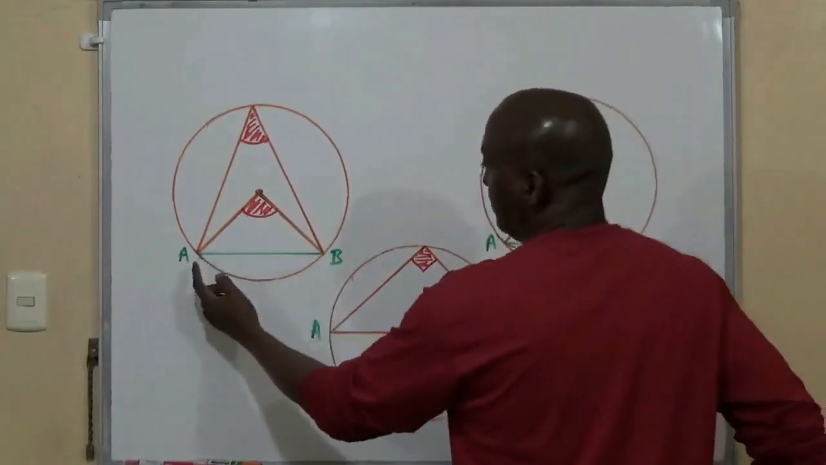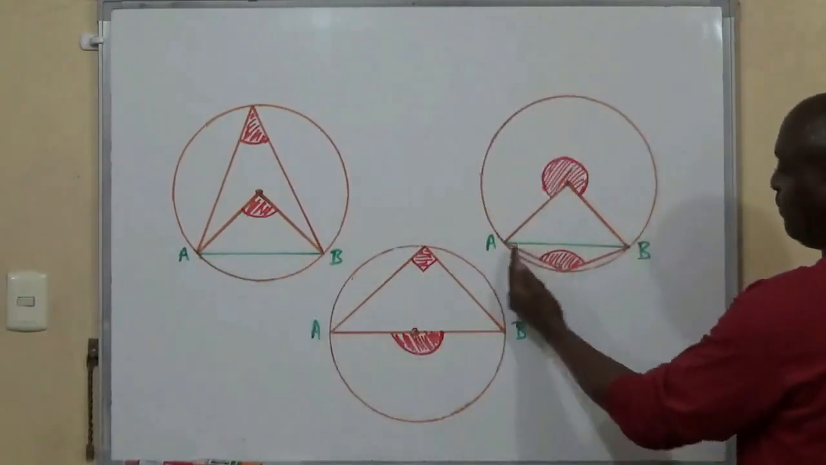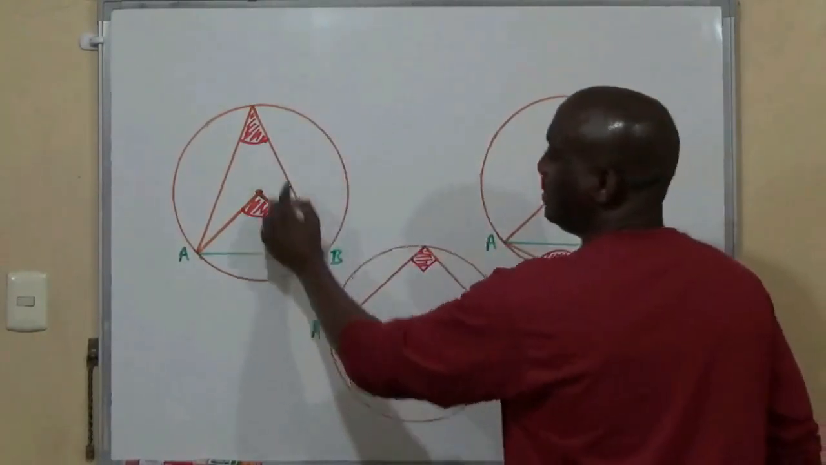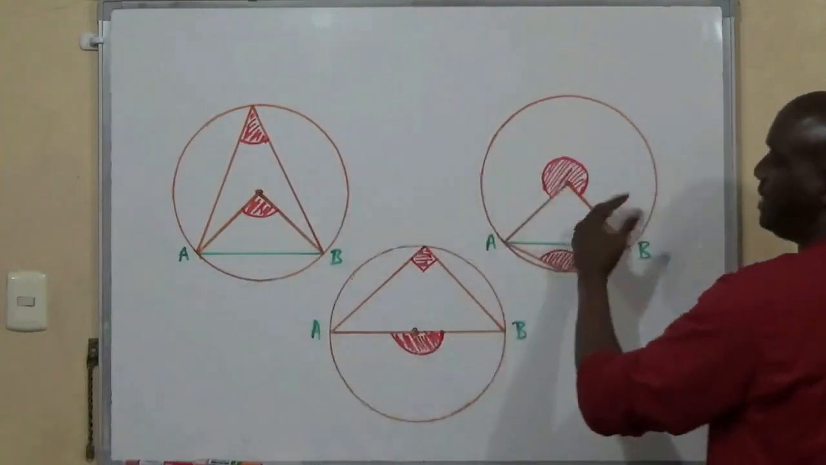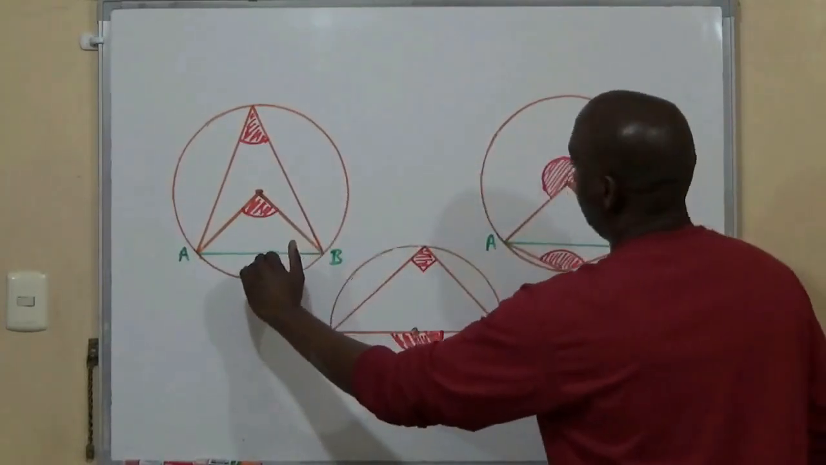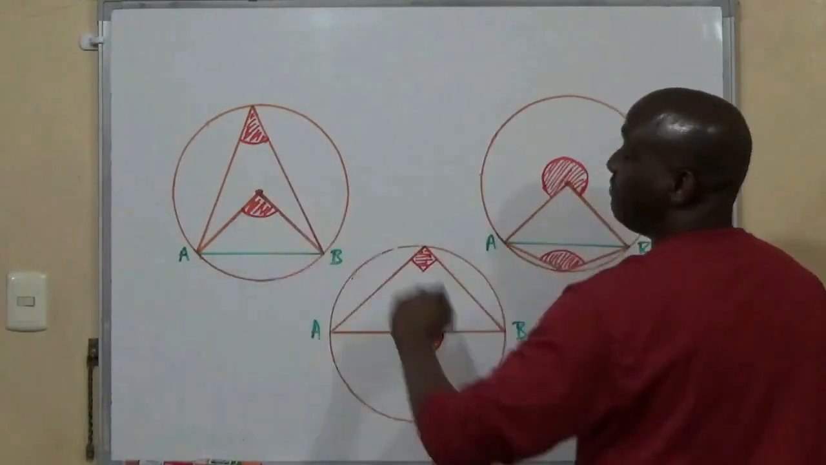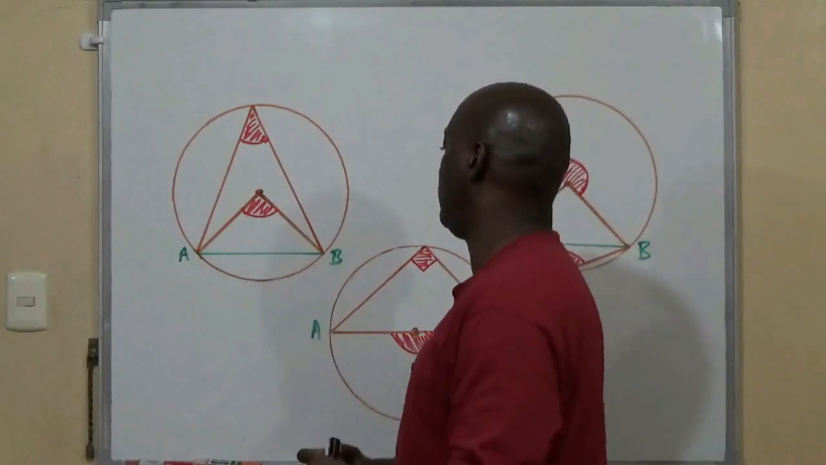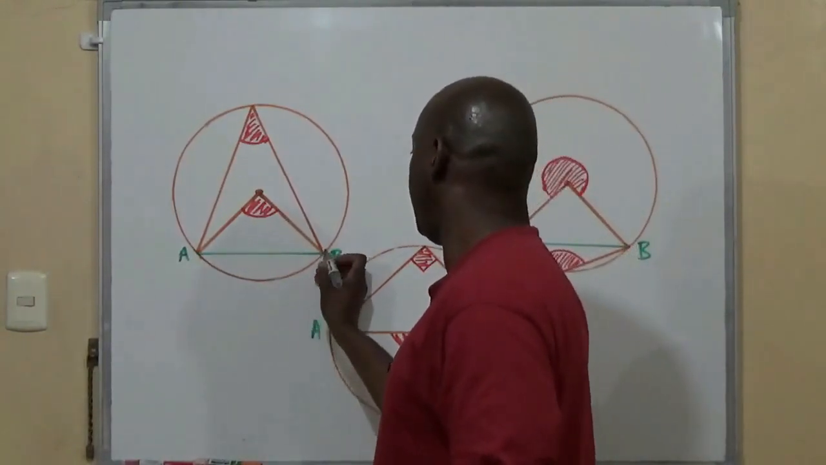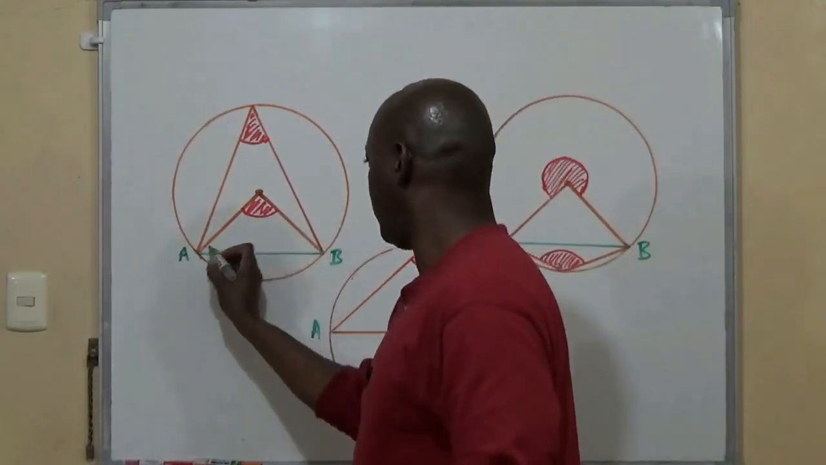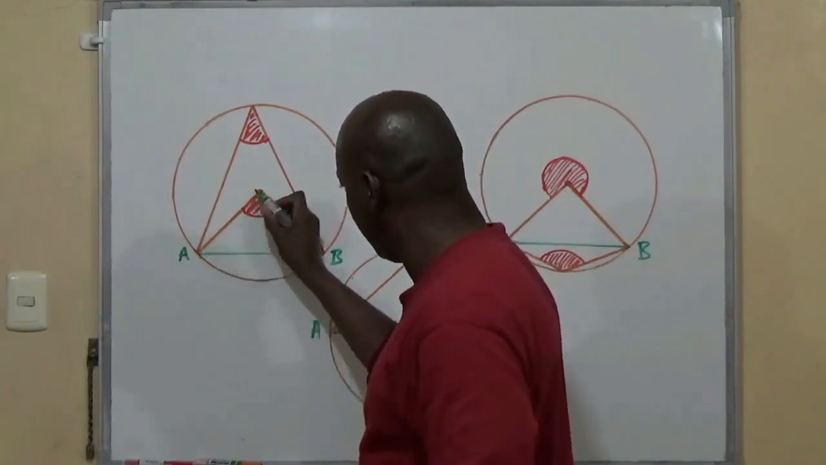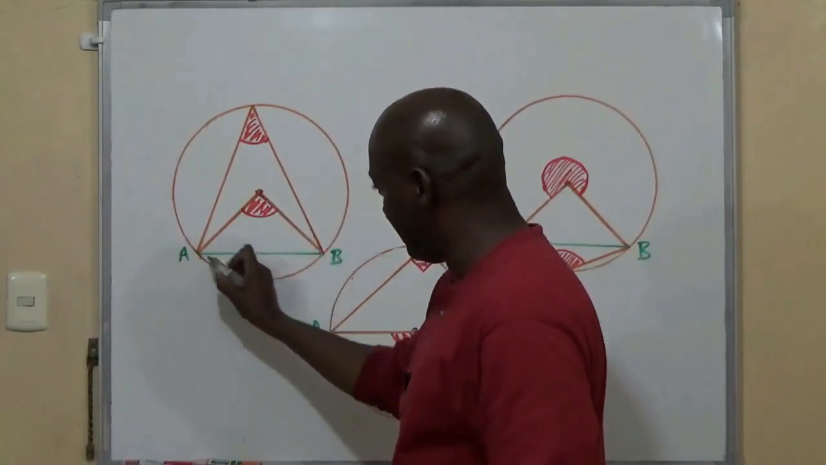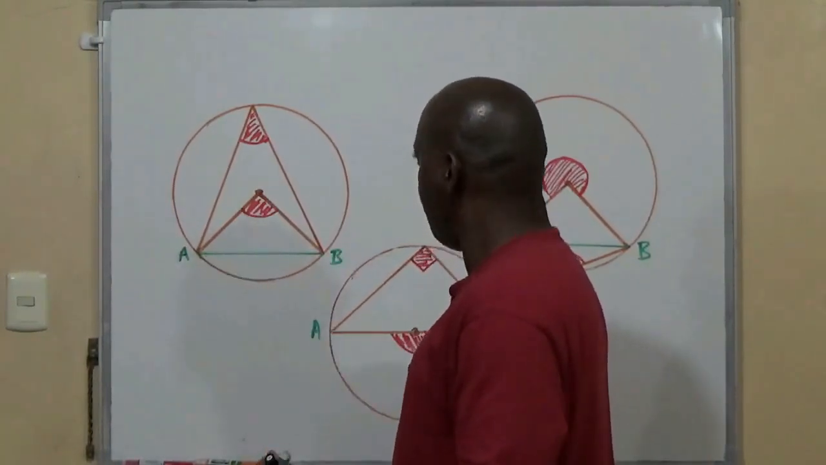So in this case, you have this chord AB. This is the same chord AB, identical chord. But you notice we have different angles denoted in the circles, right? Same circle, same chord, same center, but different angles subtended at the same center. So in this circle, we have the chord subtending this angle at the center, but this angle is subtended in this segment.